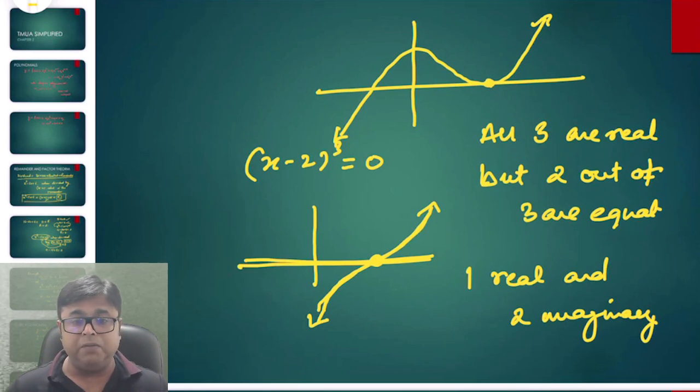So the polynomial will be very similar to this one only. But in this case, one root is real and two are imaginary. In that case, all three roots will be real. So there are different cases which you have to remember.